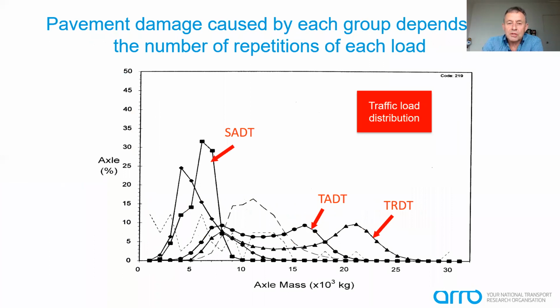And of course, for each axle group type, there's a distribution of possible loads. Some are more heavily loaded, and some are more lightly loaded. So we need to consider the loads on those axle groups as well. And this is called the traffic load distribution.